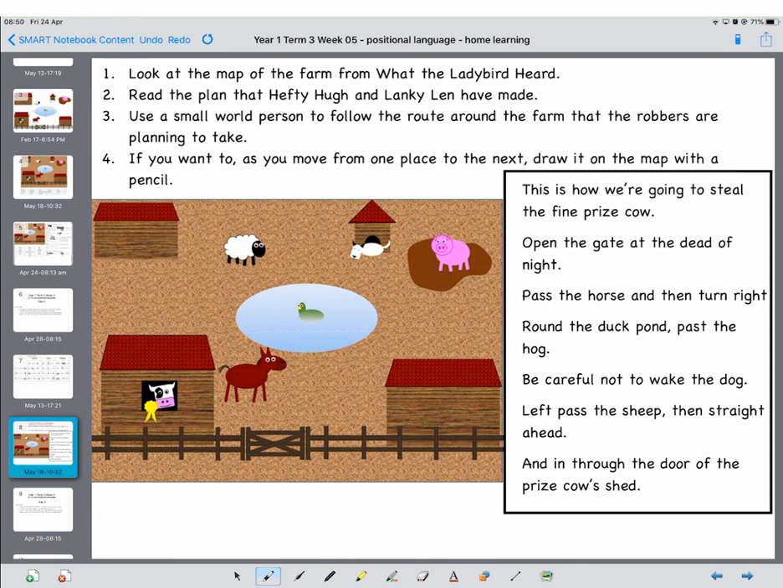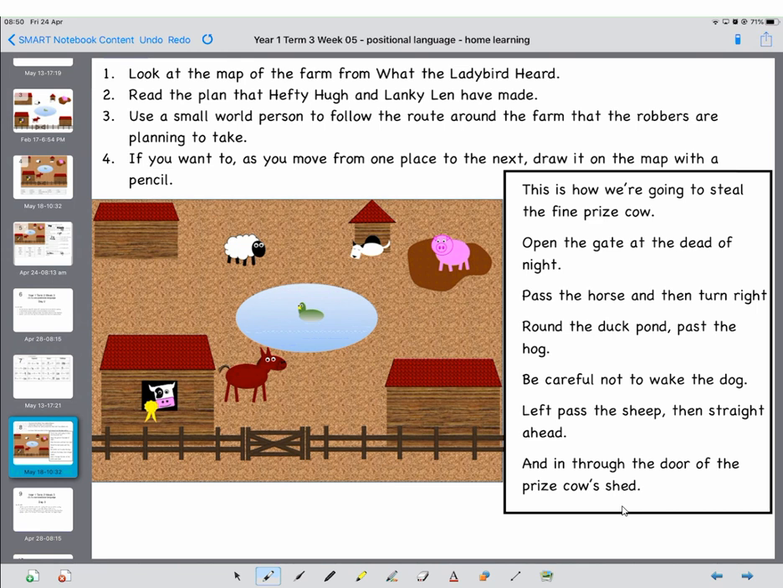So this is how we're going to steal the fine prize cow. First thing they're going to do is open the gate at the dead of night. They're going to pass the horse and then turn right. Round the duck pond, past the hog. Be careful not to wake the dog. Left past the sheep, then straight ahead and in through the door of the prize cow shed.